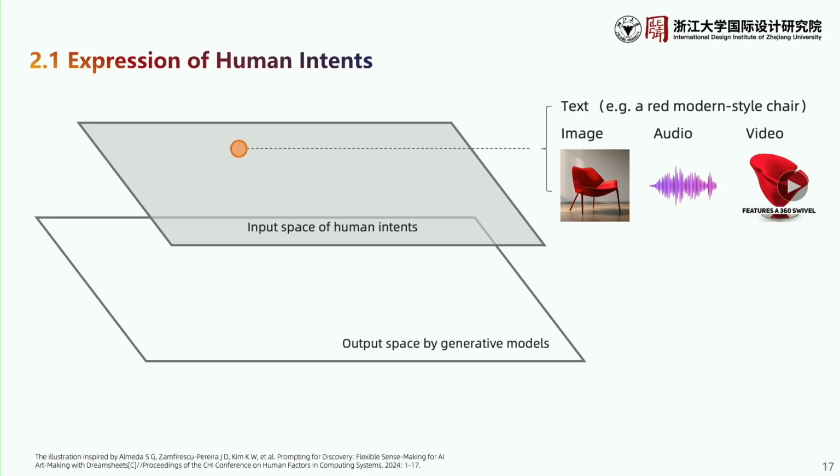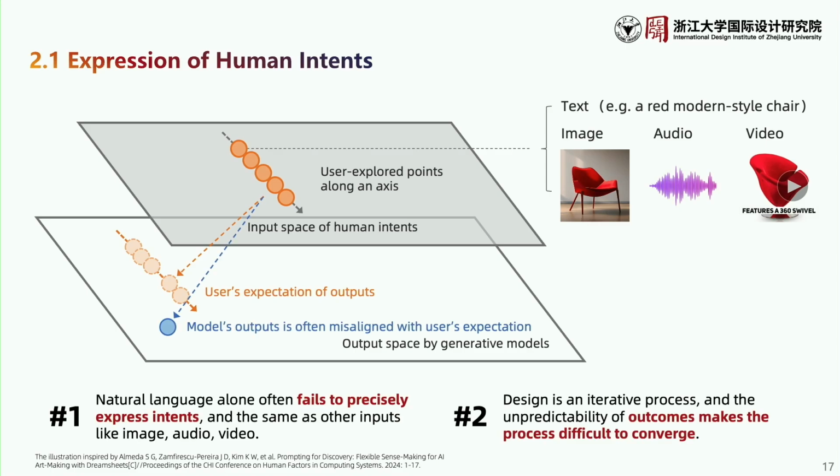But in design, one input is always not enough. We need to do a lot of improvements again and again. So our input is in a linear way, and our expectation is that we want the AI to output also in a linear way, because in that way, I can get what we want. But the model's output is often misaligned with the user's expectation.